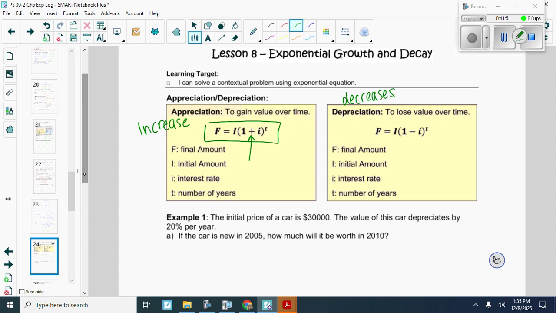So be okay with some of the vocabulary. Appreciation, it goes up. Depreciation, it decreases or goes down. And what you'll notice is, for the depreciation, there's going to be a subtraction in the formula. The other things are very similar to finance. F is our final amount, capital I is our initial amount, our interest rate is still little i, and then t is still the number of years.